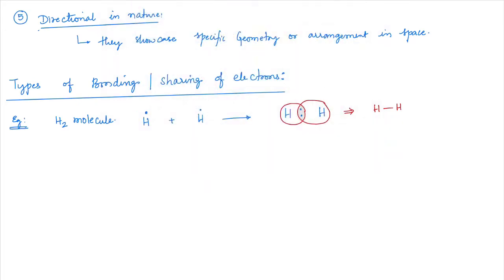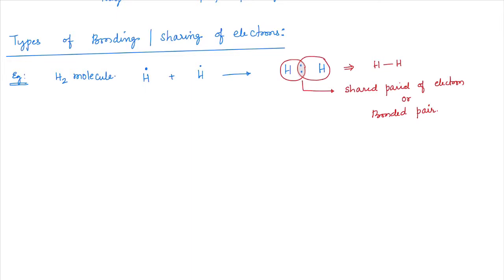So this pair of electrons which has been shared, that is called shared pair of electrons, or also known as bonded pair. We will be using this terminology a lot. BP, that is bonded pair.